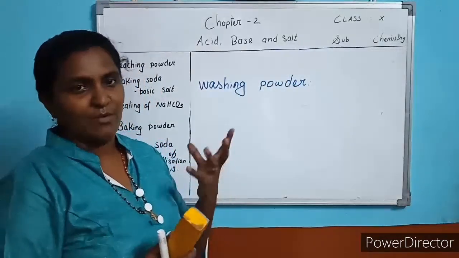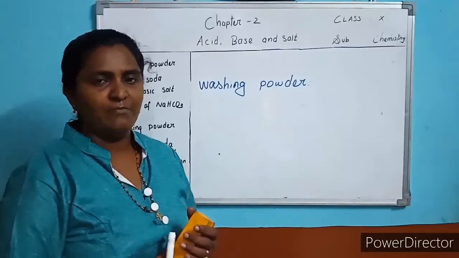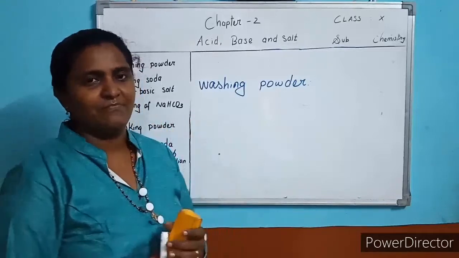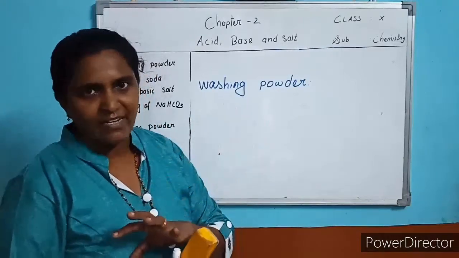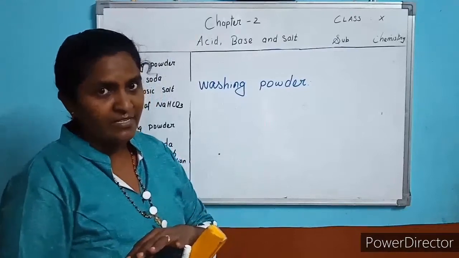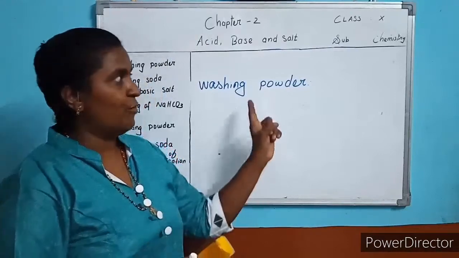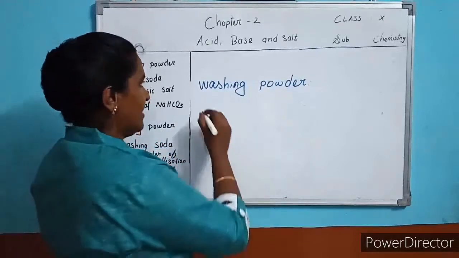Nirma, so many products are coming, washing powder. How is it prepared? It is prepared in 3 steps. From sodium chloride we prepare sodium bicarbonate. From sodium bicarbonate you prepare sodium carbonate. From the sodium carbonate you prepare washing powder. 3 steps are involved.